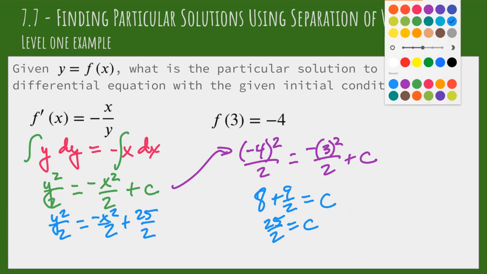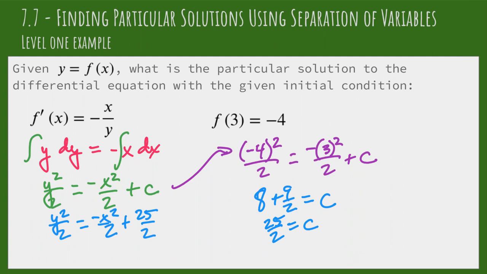Solving for y, I'm going to multiply everything by 2. I am going to take the square root, and we get y equals positive or negative square root of, I'm going to write it as 25 minus x squared, or negative x squared plus 25. Doesn't really matter. Here, the domain itself is restricted by the square root. So the radicand, the inside of the square root, has to be positive or 0. So that means that x has to be between negative 5 and positive 5.